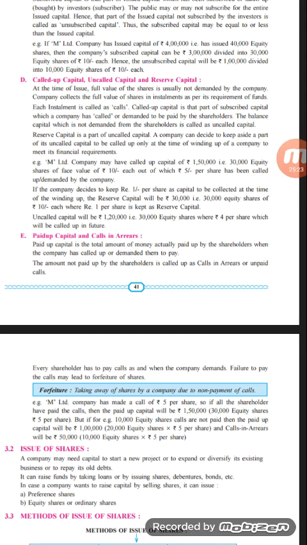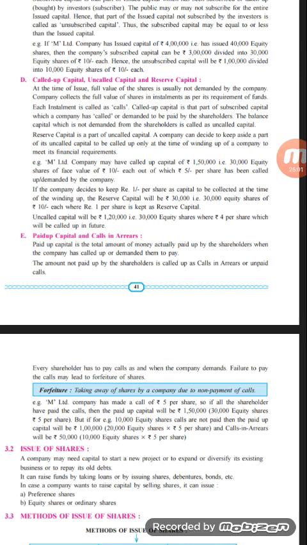M Limited company has called up 1,50,000, that is 30,000 equity shares of rupees 10 each, out of which the company has called only rupees 5, that is known as called capital, and the rest of the rupees 4 that has not been demanded is known as uncalled capital. If the company decides to keep rupees 1 per share as capital to be collected at the time of winding up of the company, that capital is known as reserved capital, that is, 30,000 equity shares of rupees 10 each, rupees 1 per share will be kept as reserve capital.